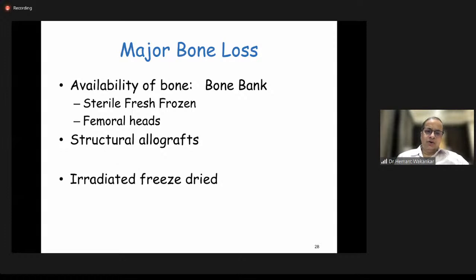If it is structural allografts, you may have to get them from certain places. For example, Tata may be able to provide some. Many of the grafts that are available commercially are actually irradiated and freeze-dried. The problem with irradiated grafts is that they don't have the structural integrity, and that can mean a problem. I think it's better that the grafts are fresh frozen rather than irradiated.